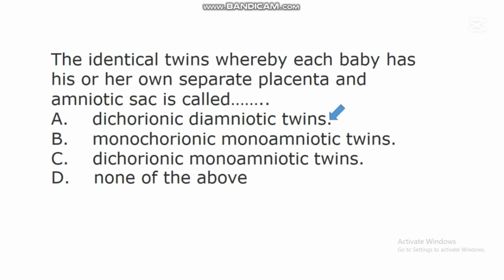Dichorionic diamniotic twins. Research has shown that there are identical twins where each baby has his or her own separate placenta and amniotic sac. So these twins, where each of them has his or her own separate placenta and amniotic sac, are best described as dichorionic diamniotic twins.